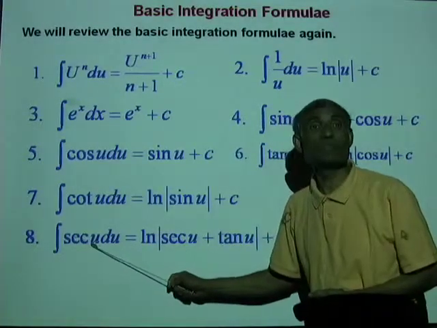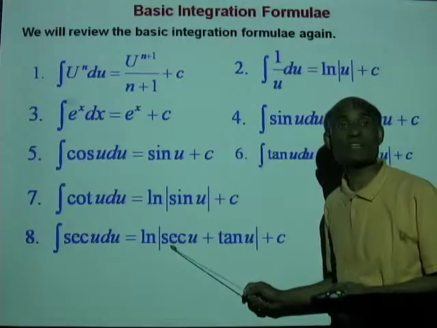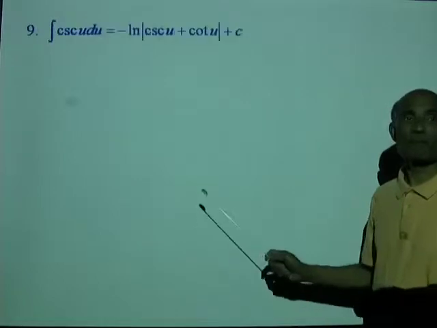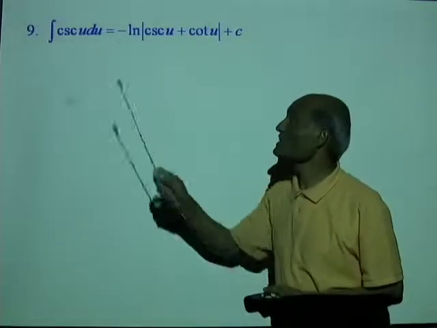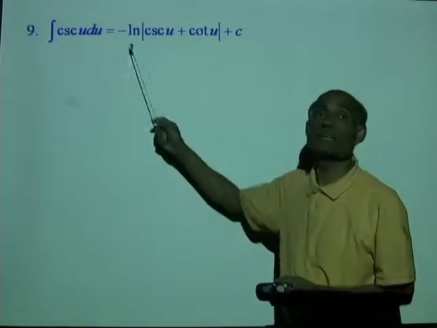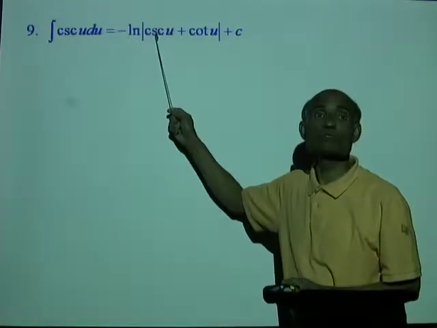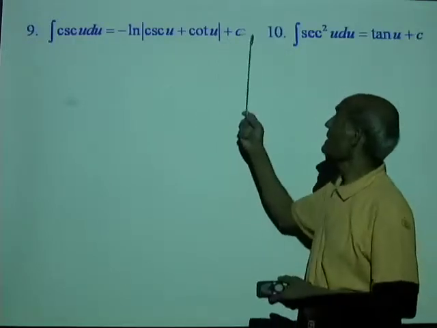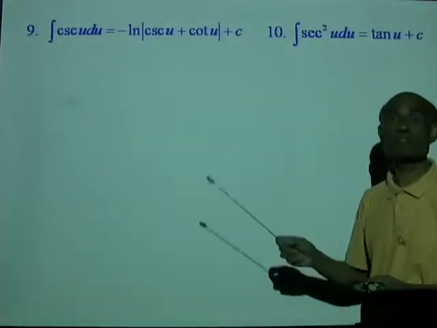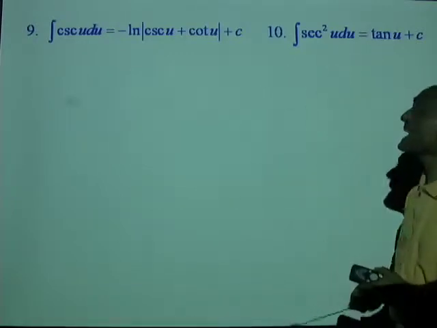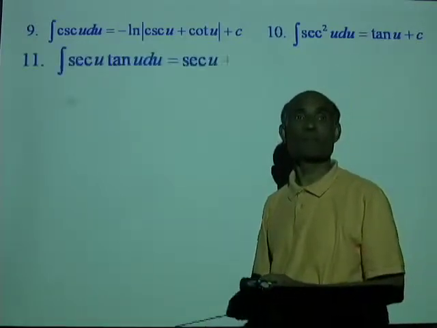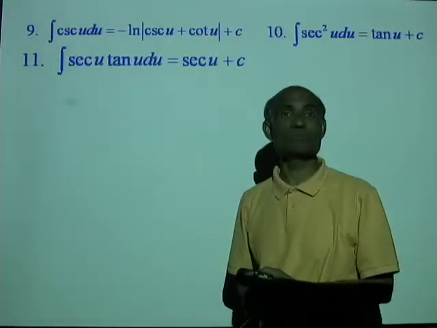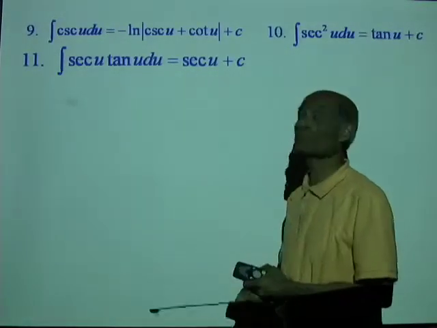Integral secant u du is ln secant u plus tan u plus c. Number 9. Integral cosecant u du is negative ln cosecant u plus cot u plus c. Number 10. Integral secant squared u du is tan u plus c. Number 11. Integral secant u tan u du is secant u plus c.